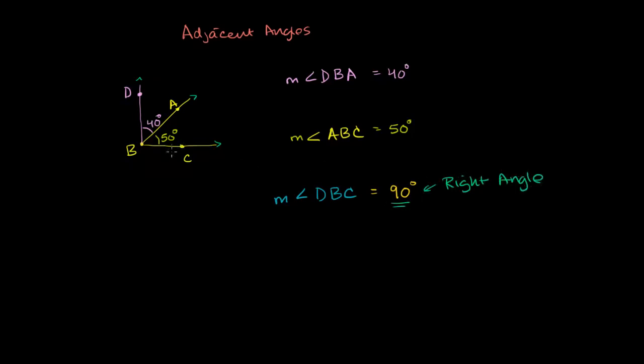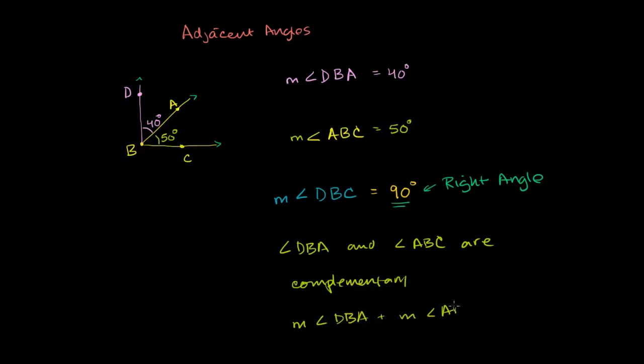There's also a word for two angles whose measures add up to 90 degrees, and that is complementary. So we can also say that angles DBA and ABC are complementary, and that is because their measures add up to 90 degrees. So the measure of angle DBA plus the measure of angle ABC is equal to 90 degrees. They form a right angle when you add them up.